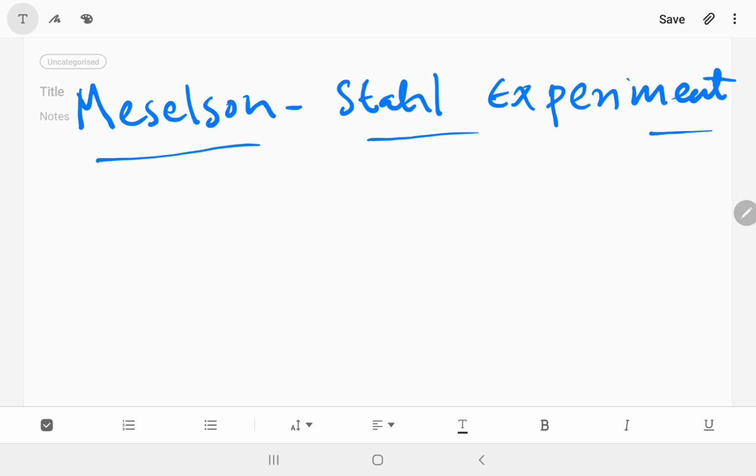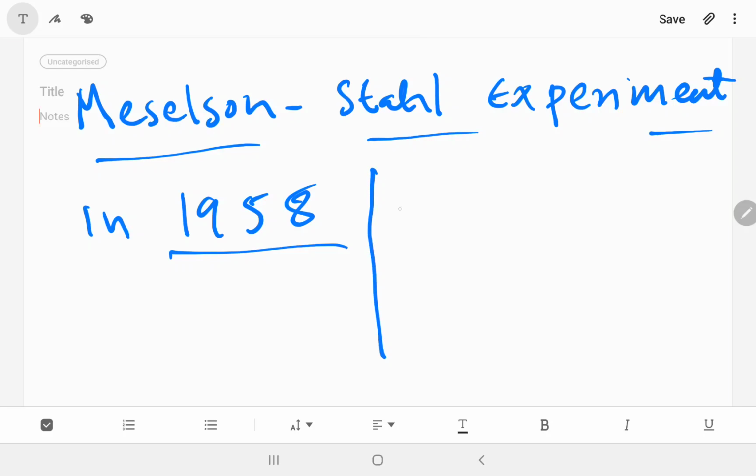This experiment is conducted to know the mode of replication. How does the DNA replicate? What is the mode of replication? This experiment was conducted by Meselson and Stahl in 1958.